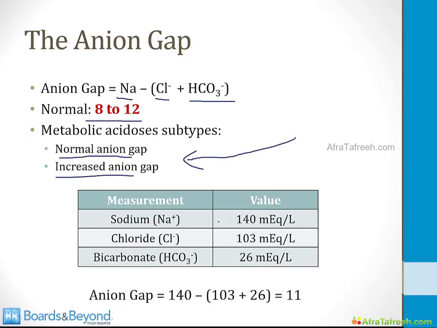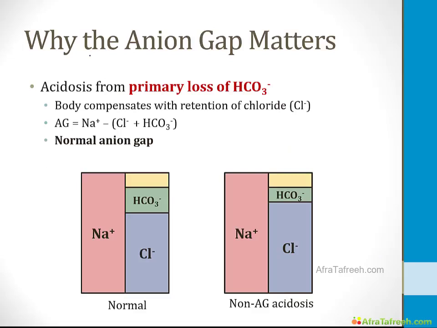So for example, let's look at the numbers on the screen here. Imagine a patient has a serum sodium of 140, chloride of 103, and a bicarbonate of 26. Then the anion gap is going to be 140 minus 103 plus 26, which is 11. And this is a normal anion gap. And therefore, if this patient had a metabolic acidosis, we would think of the causes of metabolic acidosis associated with a normal anion gap. Let's talk briefly about why the anion gap matters.